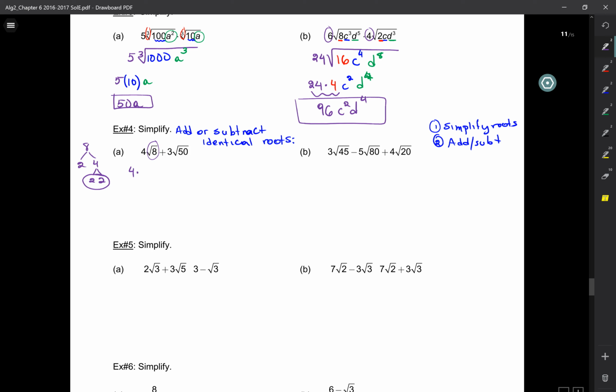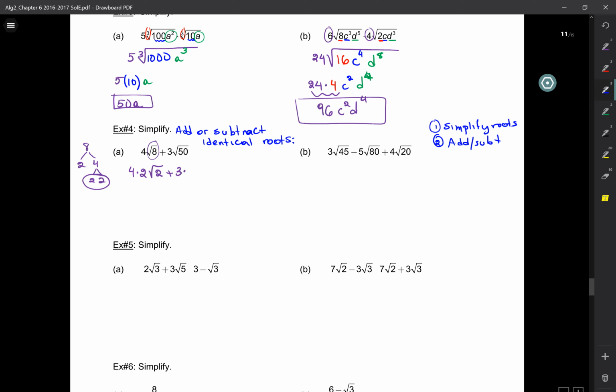And what does the root 8 turn into? 2 root 2, plus 3 times, that's 4 times 2. I'll do that later. So here I have 3 times.